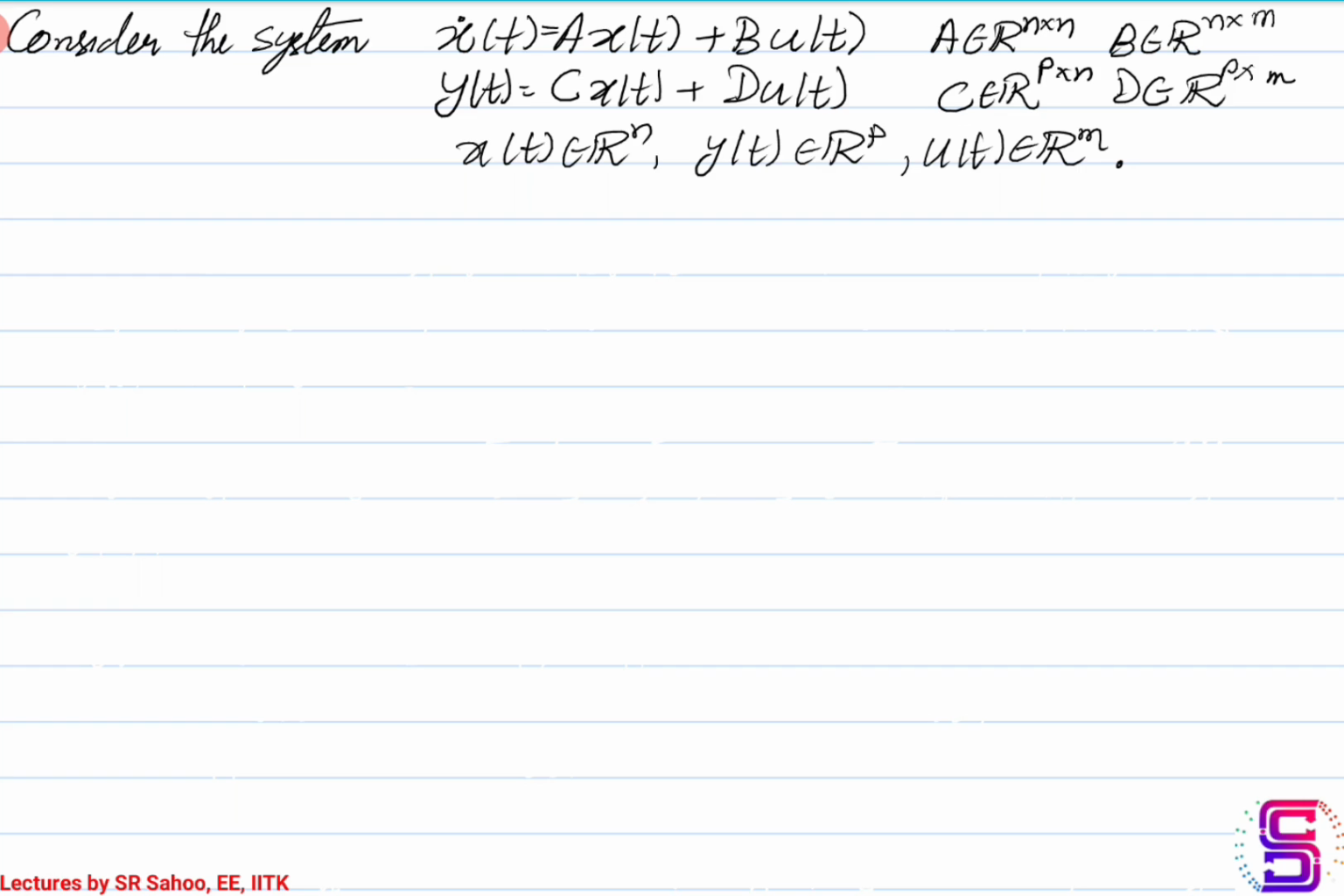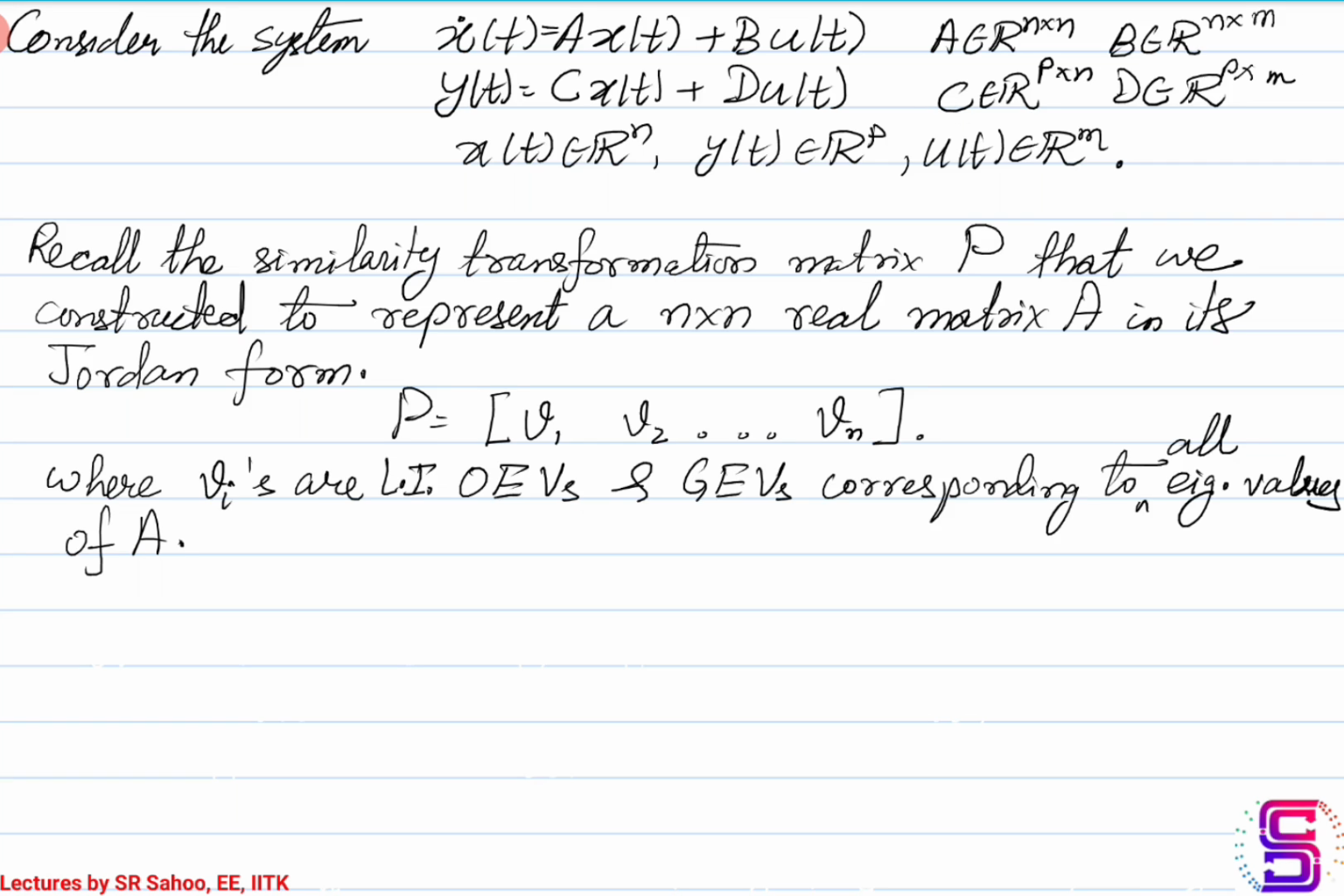Now if you recall the lectures on Jordan forms of a square matrix, we had seen how that Jordan form can be computed and what is the similarity transform matrix that takes a matrix A to its Jordan form. What we had is a similarity transformation matrix P, which is constructed out of the eigenvectors of an n cross n matrix A, and these eigenvectors consist of the ordinary eigenvectors and the corresponding generalized eigenvectors, arranged in the order in which they are generated. So P is a matrix whose columns are the eigenvectors of A, ordinary or generalized.